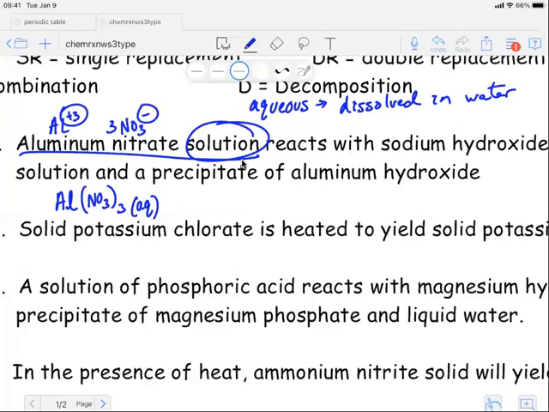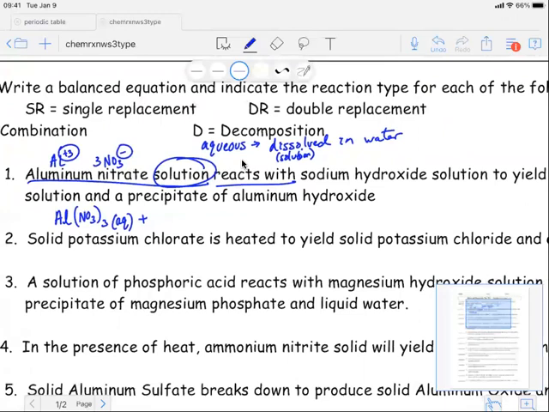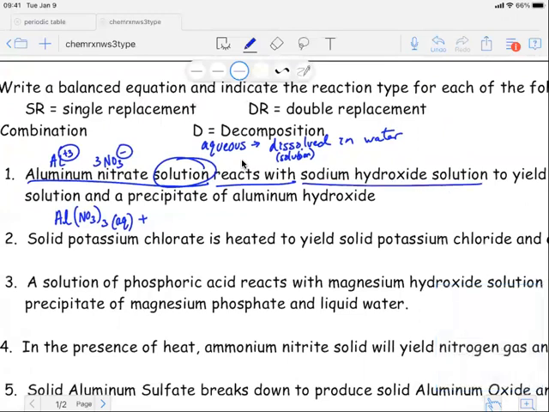Yeah, aqueous means dissolved in water, and that is also called a solution. So there's going to be certain clues in these word equations that will help to identify what state each formula is in. Then the next part of the statement says reacts with, so that means plus, okay? And then we've got sodium hydroxide solution. So again, it's going to be aqueous because solution means AQ.